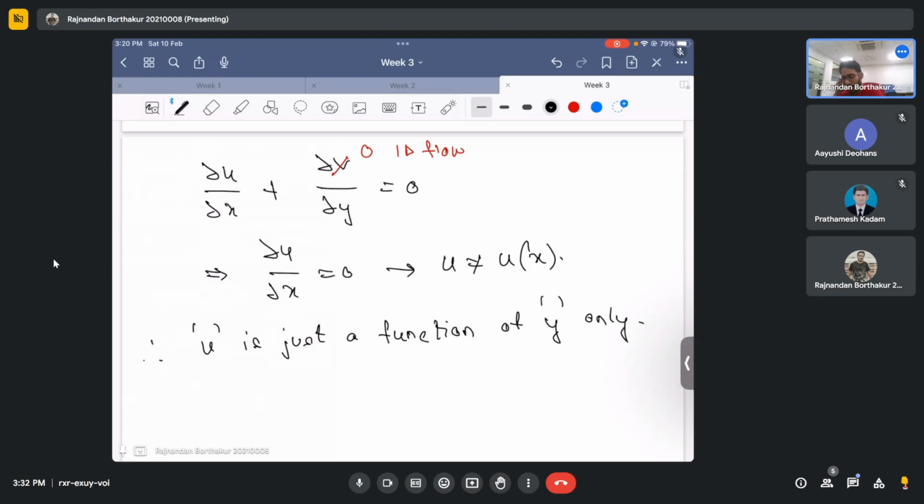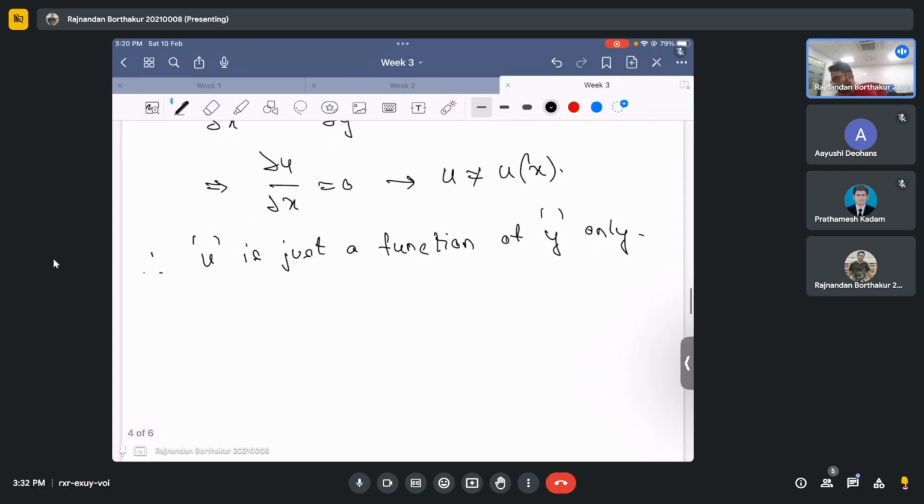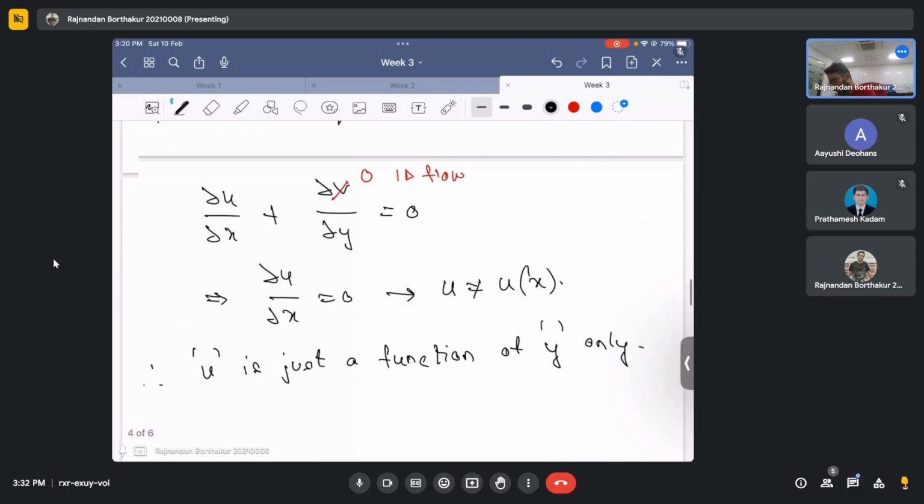This suggests that we are dealing with a 1D flow problem, and we now have a hint that we can convert the complicated PDE, because the NS equation is a PDE, into an ODE, because u is now just a function of y. Okay. So next, what do we do? What's the next step? Can you tell me?